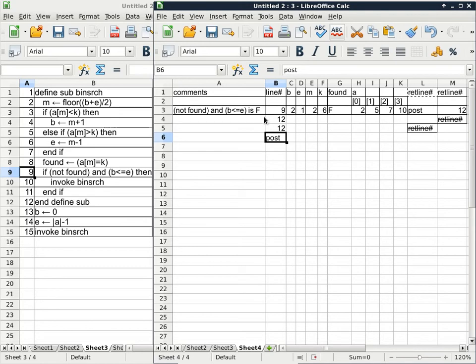It is false for 2 different reasons. Well, actually, for only one reason. I take it back. There's only one reason why it is false. Found is false, not found is true. So the left-hand side, I'm correcting myself from earlier, not found is actually true. I have to evaluate the second one. B is less than or equal to E is actually false, and that's why the entire expression is false.